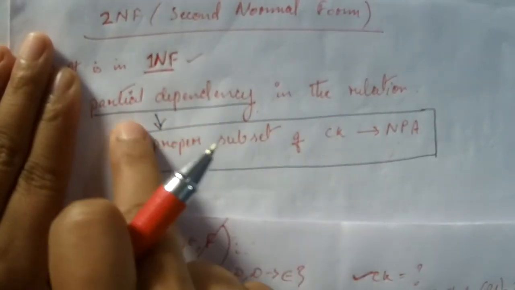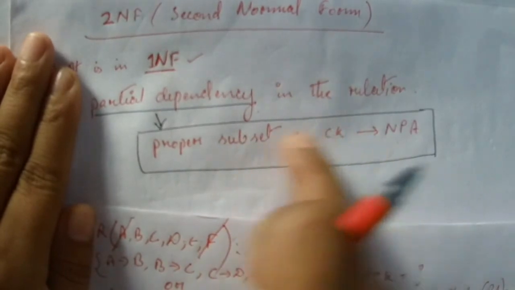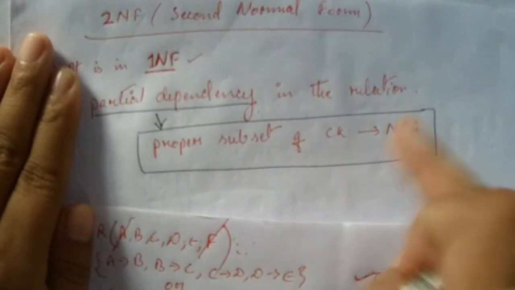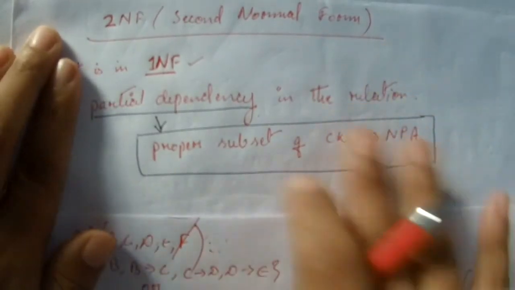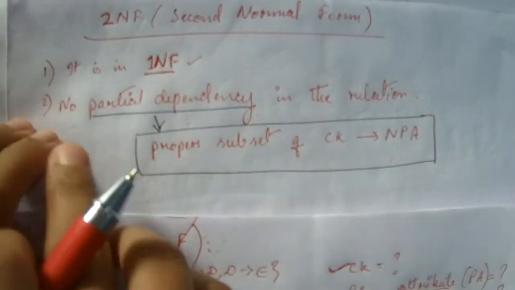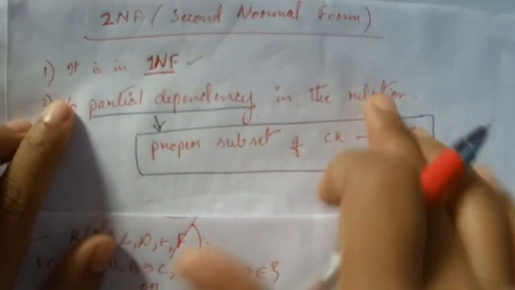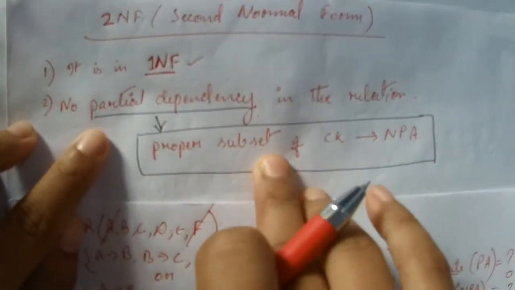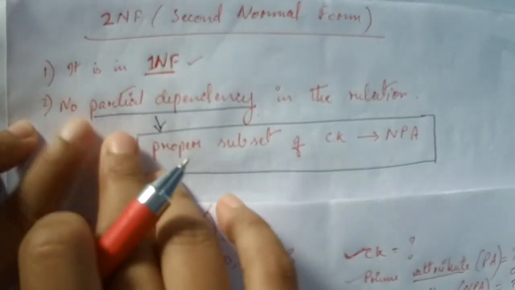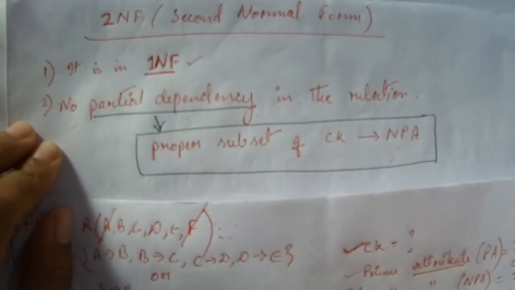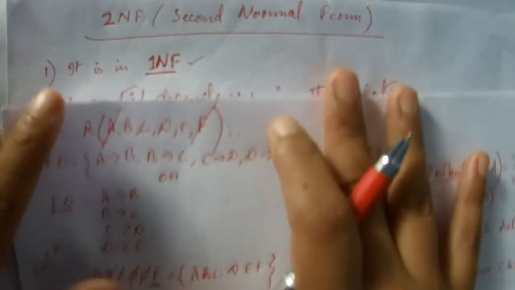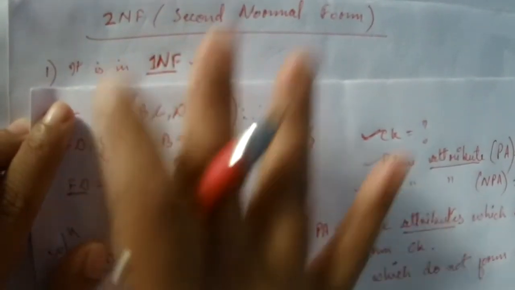This is the method to find the partial dependency. So we have found that a proper subset of the candidate key is determining a non-prime attribute. In the beginning itself we have found it directly. That means there is redundancy. Directly we can say that, right? So this is present, that means what? Partial dependency is there in our relation. If it is present, then it's not in the second normal form. It shouldn't be present. That's why it's written here no partial dependency in the relation. But partial dependency is there, as we have found. So we will say that the given relation is not in second normal form.